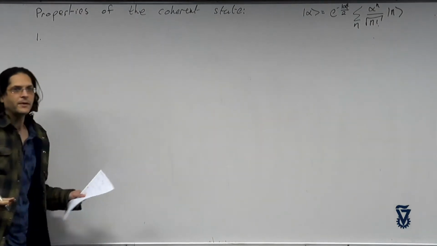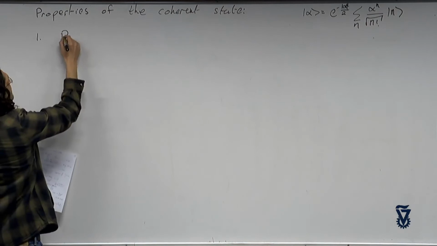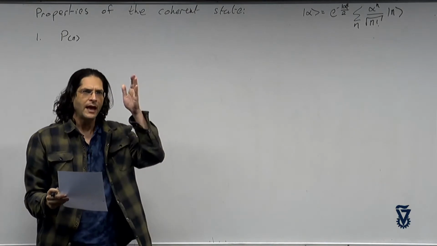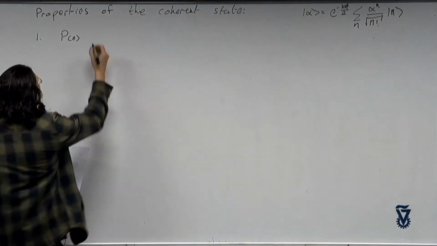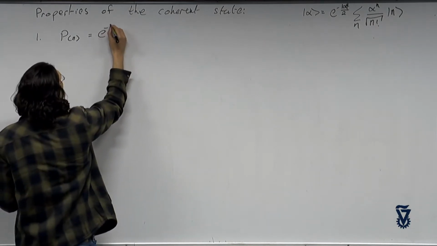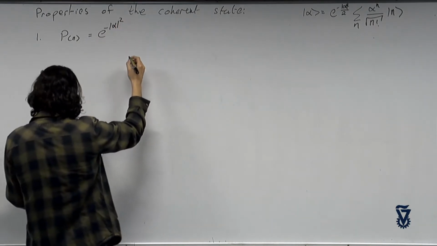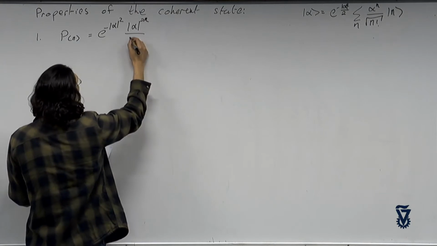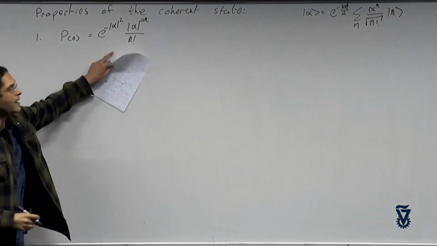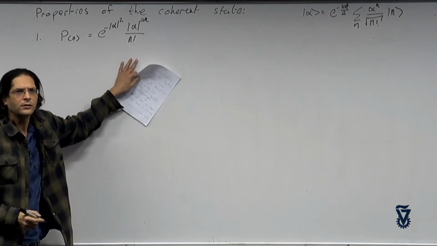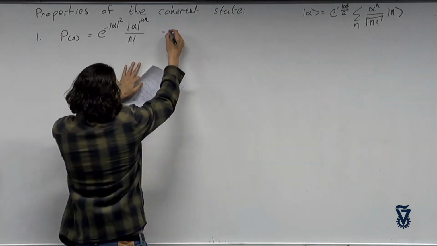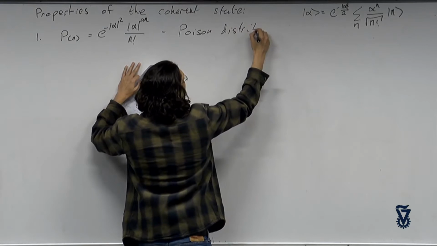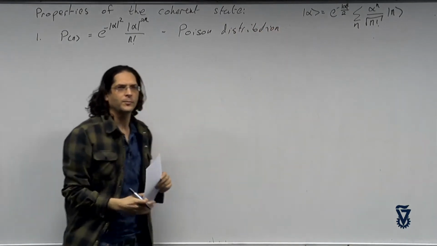And the first thing that you see about the coherent state is the probability to measure some n. Suppose that you're asking what is the probability to have n number of photons in the state, that comes out to be e to the minus alpha squared, alpha to the power of 2n, over n factorial. And this is familiar to you. What is this distribution called? Poisson. Exactly. This is a Poisson distribution.